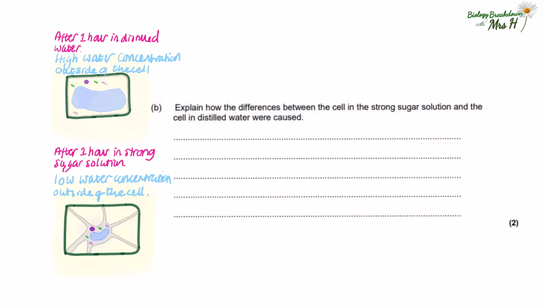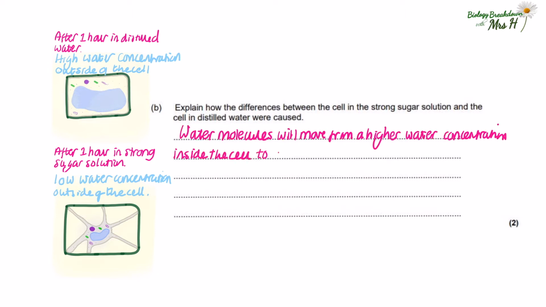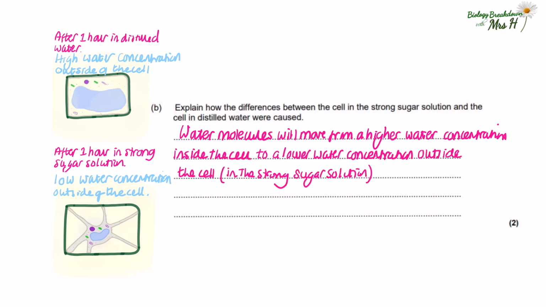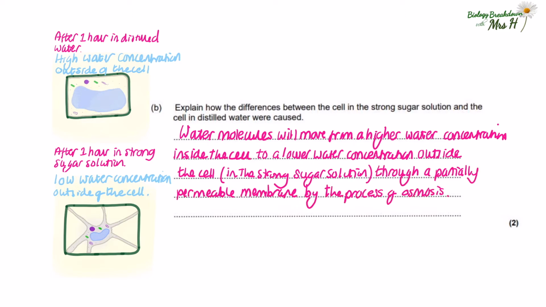You are referring to. Water molecules will move from a higher water concentration inside the cell to a lower water concentration outside of the cell into the strong sugar solution through a partially permeable membrane by the process of osmosis. To be fair, I think this question should be worth more than 2 marks. We have used the definition, the key terms, we've made it clear which way the water molecules are moving. We have definitely already got 2 marks, but if we look at the cell placed in distilled water, we could also add that water molecules will move into this cell from the distilled water by osmosis.